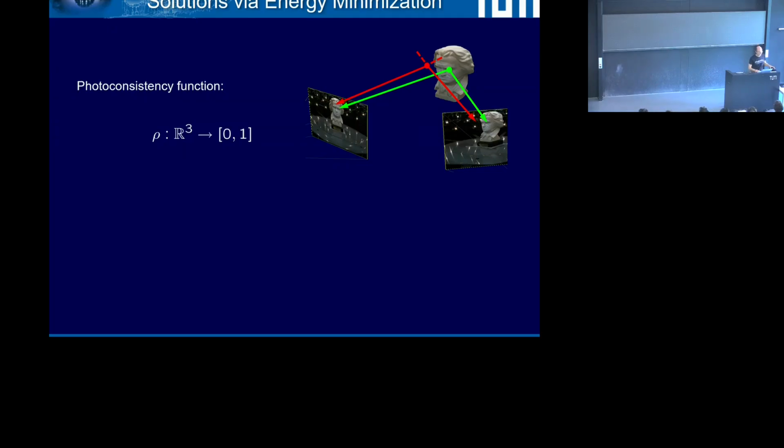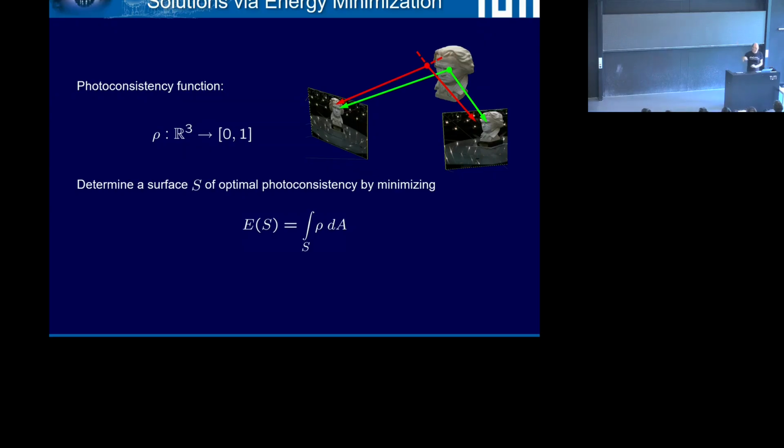And then we can say, go into this 3D world and find a surface S such that once I sum up or integrate this photoconsistency rho across the entire surface, I should see the same color. Sorry, that this loss should be minimal, right? So meaning that for all points, the color consistency should be optimal. This is easily phrased and easily written down as a mathematical optimization problem.